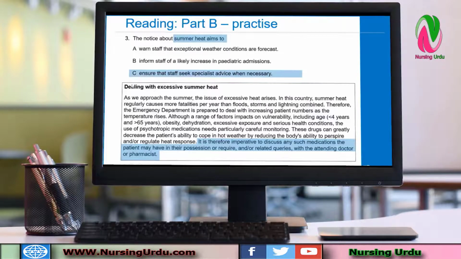So that would match with ensure that staff seek specialist advice when necessary. That matches to having that discussion with specialists, which would be the attending doctor or the pharmacist, for patients taking medications in a situation where it is excessively hot. Any questions regarding number 3?